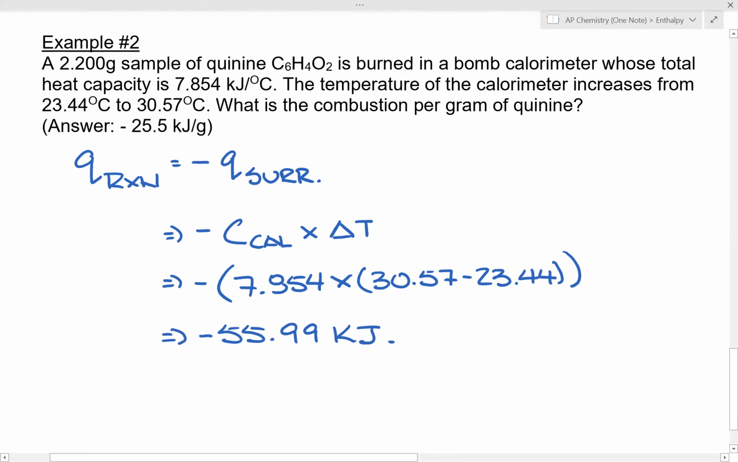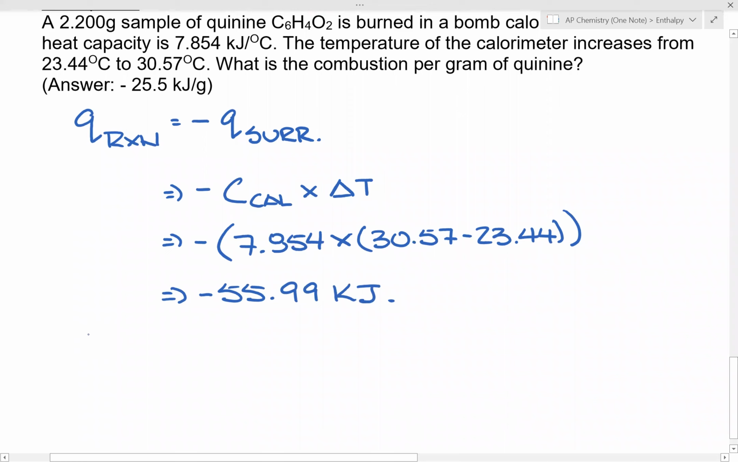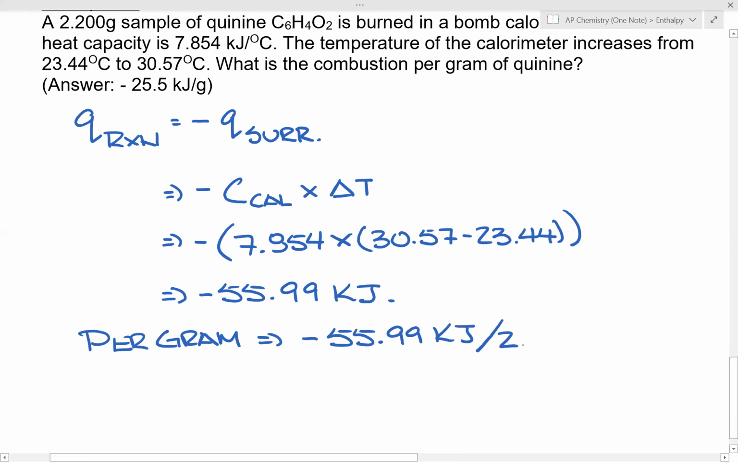Now, if I want per gram, then what I would do is take the negative 55.99 kilojoules divided by 2.20 grams, and that would give me negative 25.5 kilojoules per gram.